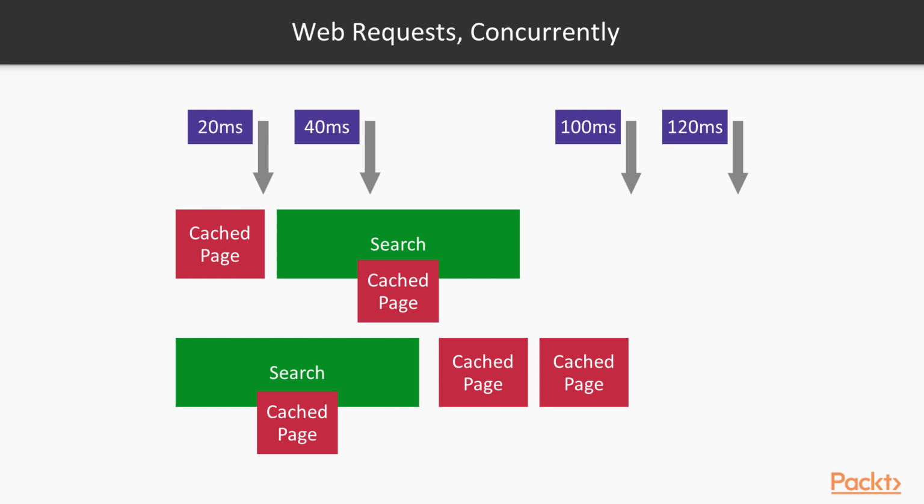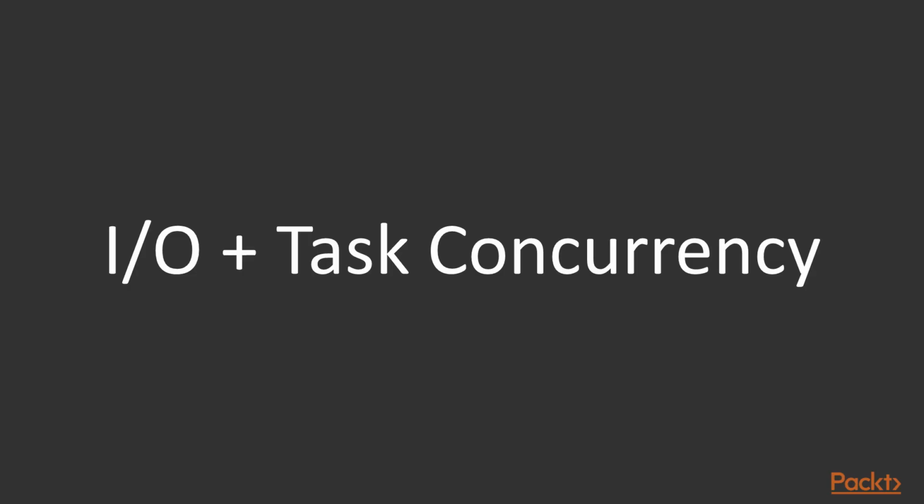Task parallelism can be combined with other kinds of concurrency, such as I/O concurrency. For instance, there are times during the search request that are simply waiting for the disk or database. What if we handled a cached page request during that time? Well, even assuming we could only handle a single cached page request during that time, we get vastly improved numbers. Now, only a single user has to wait even a whole 100 milliseconds.